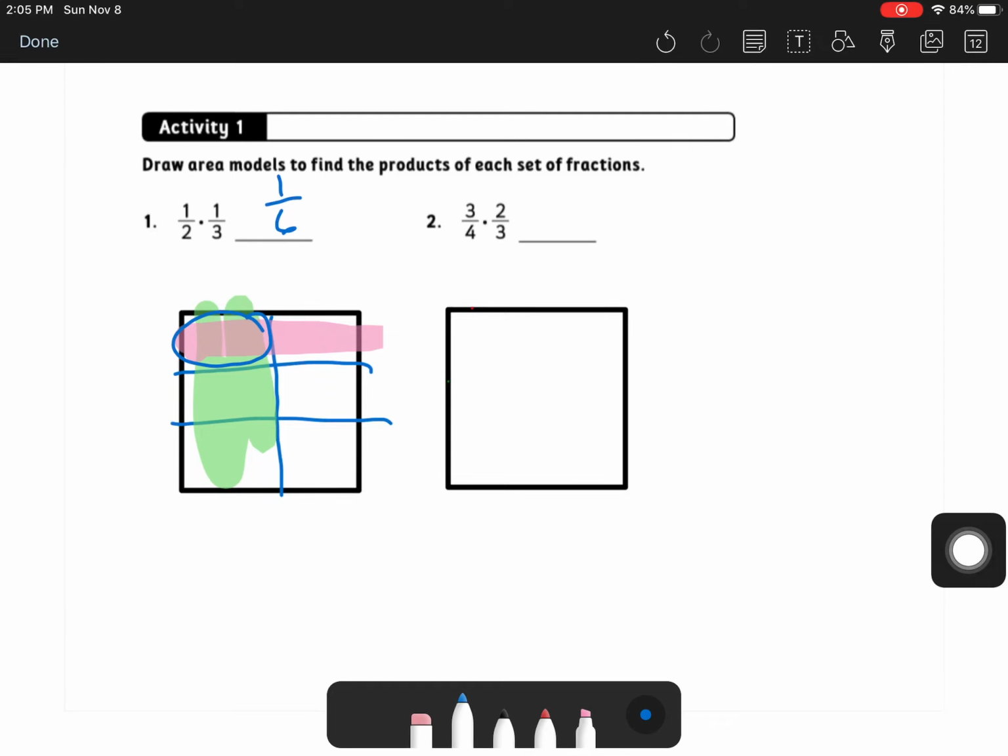Okay, in a similar way, we just did this one, 3/4 times 2/3, and we saw that that one was 6/12. If we just multiply straight across, we're going to get 6/12 for that.